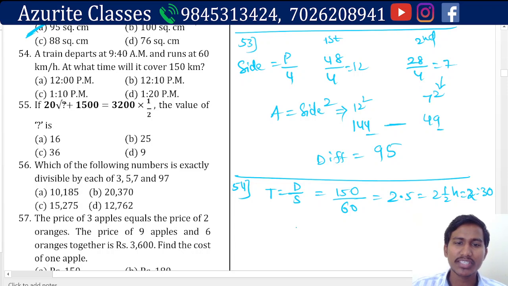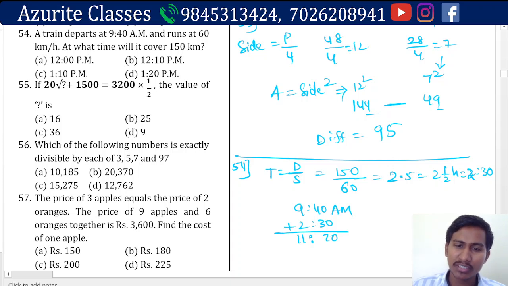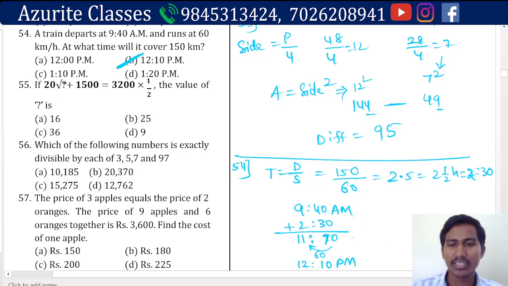Okay now. It started at 9:40 a.m. plus how much? 2 hours 30 minutes, 70 will come, so it is 11 hours 70 minutes. 70 minutes means we have to take 1 hour from this side, 60 minutes, and 1 will come. So 12 hours 10 minutes, and that is PM. So PM means the option is B, because it is AM at 9:40, and after 2.5 hours it will be PM. So 12:10 PM will be the answer. Okay, I got it. Everyone got it?